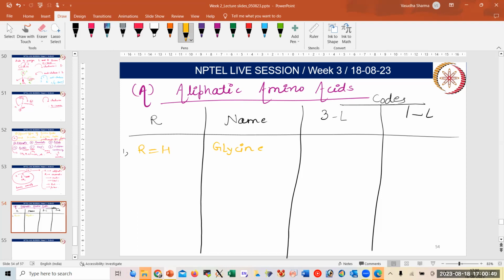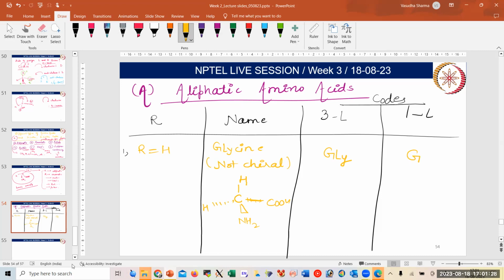And this is the only one which is not chiral. Why is it not chiral? Because for chirality, we need to have no plane of symmetry, no inversion center, nothing at all, and the groups also have to be different. So here the carbon would have H, and the other H is already there. So it has two same groups, so some kind of symmetry would exist, and therefore there is no chirality. The three-letter code for glycine is GLY and the one letter is G.